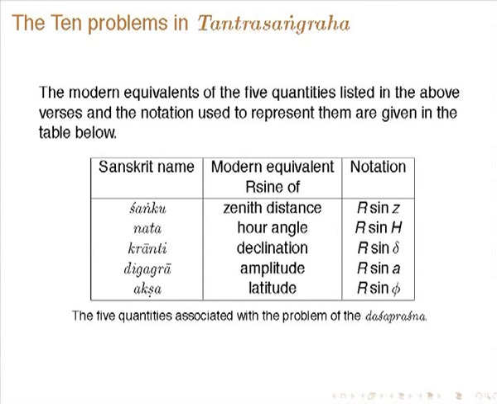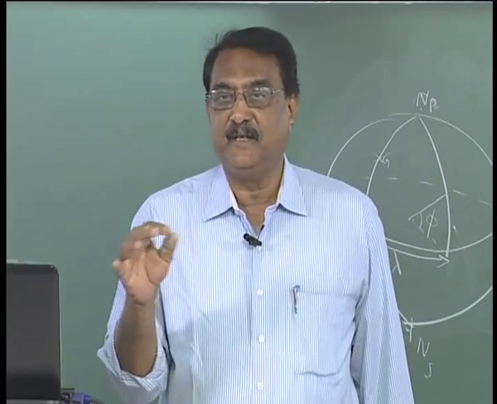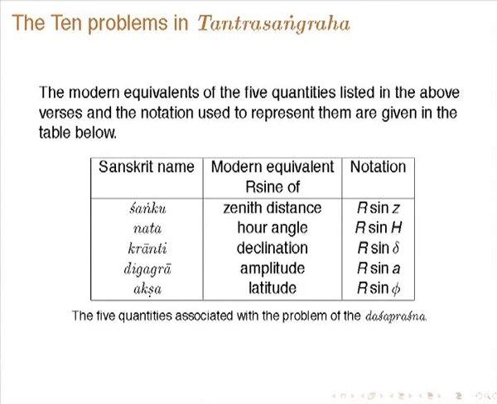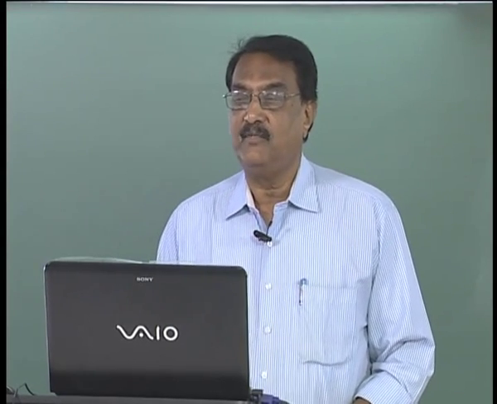This is a table it gives. Shanku, the zenith distance, is r sin z; nata, the hour angle, is r sin h. Normally sin itself is more useful, so you give the name to the sine. Kranti is r sin delta, but rarely kranti may mean the declination arc also, so one has to be a little careful. People working in the area will know normally what is correct. Digagra, the amplitude, is r sin a, and aksha is the latitude, r sin phi. Phi is the latitude of the place. So these are how to determine 2 from the other 3 out of these 5 quantities.